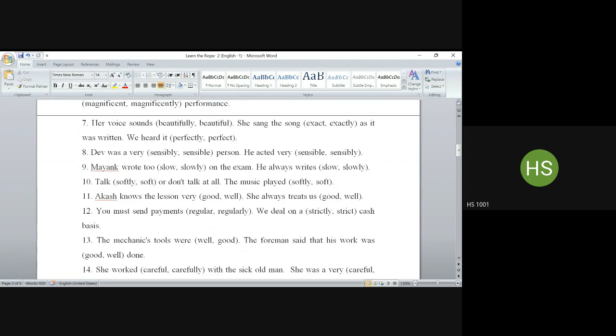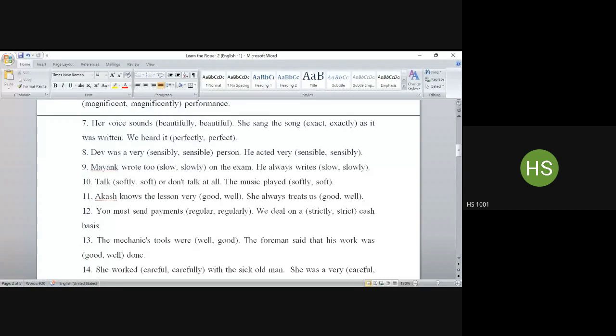She sang the song exactly as it was written. Now you're modifying the verb, right? The last one, we heard it perfectly. Okay. All right. Eighth one, they was a very sensible person. Sensible person. It's a sentence.